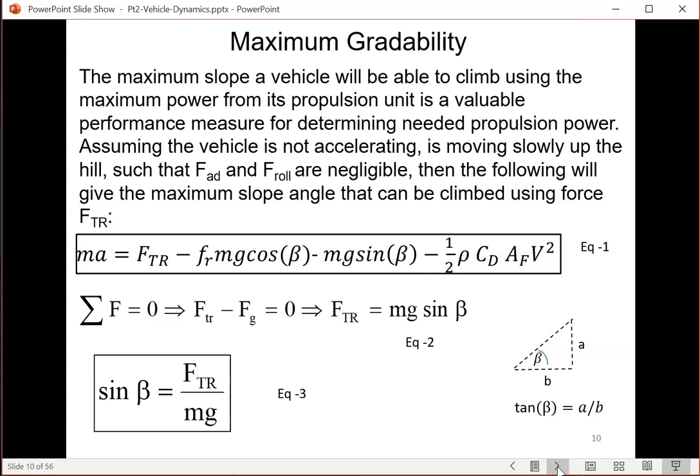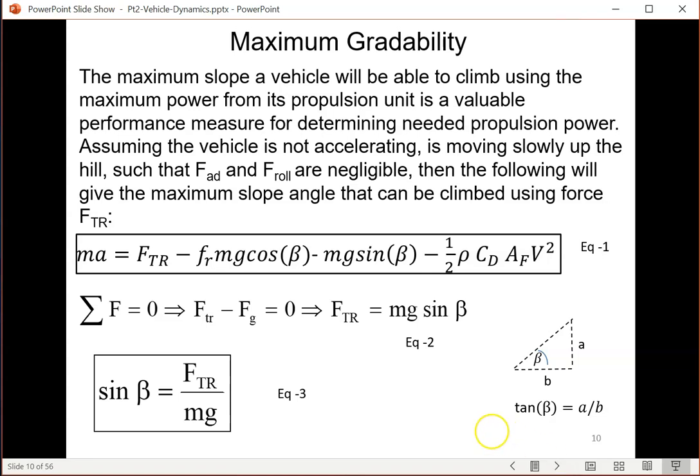In this case, we can assume the vehicle is not accelerating, because we are climbing up a gradient. You would probably be asking for too much if you also wanted high acceleration. So for the time being, assume it's not accelerating. It is moving very slowly up the hill. Therefore, the air drag you can ignore. Because it's moving very slowly, we can ignore the rolling resistance as well.